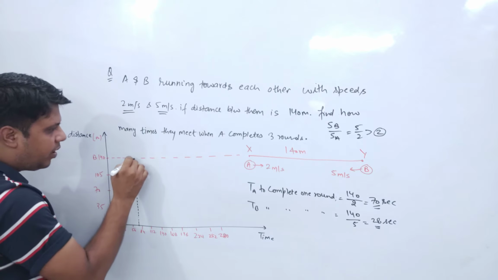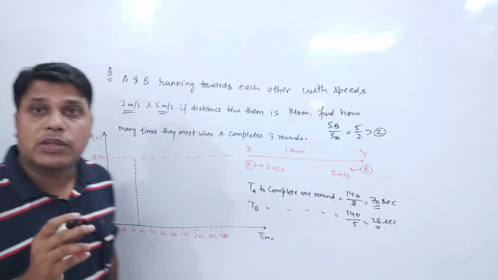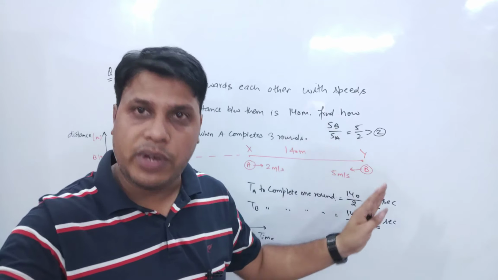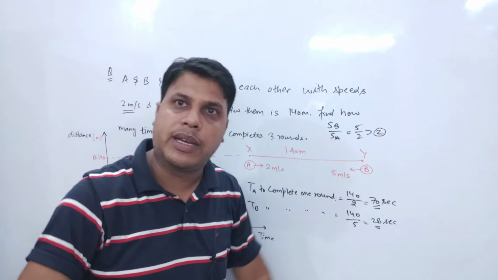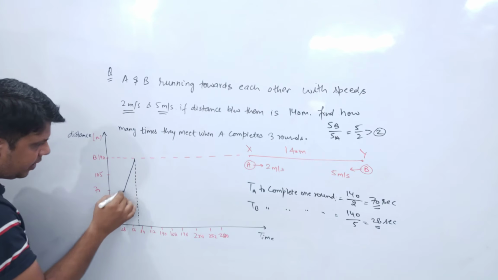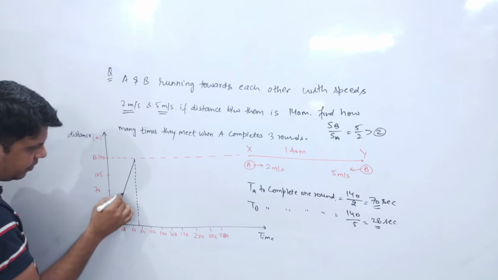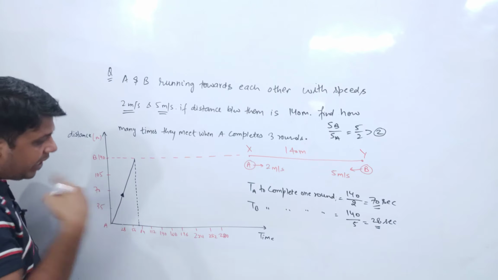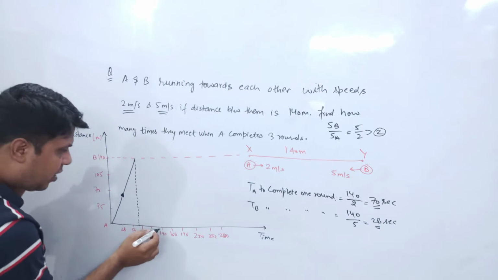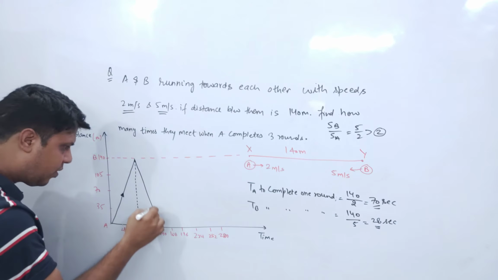So A is doing one round in 70 seconds, because we have to focus on A, because the thing is that A has to complete 3 rounds and the race will be over, then we will be saying number of meeting point निकाल लेते हैं. So this will be the graph of A. No issues, very fine. Now next round will be completed by A in 140 seconds. So here it is 140 seconds actually. So this is 140 seconds, no issues.